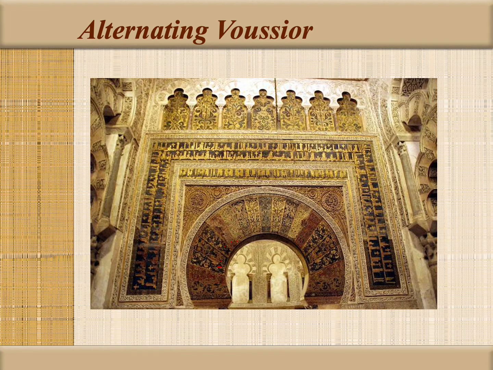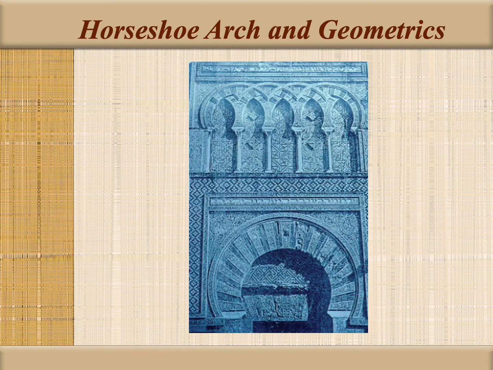Gold tesserae, small pieces of glass with gold and colored backing, create a dazzling combination of dark blues, reddish browns, yellows, and golds that form the intricate calligraphic bands and metal motifs that adorn the arch. So in this image, you can once again see the horseshoe arch as well as the geometric patterns around it.